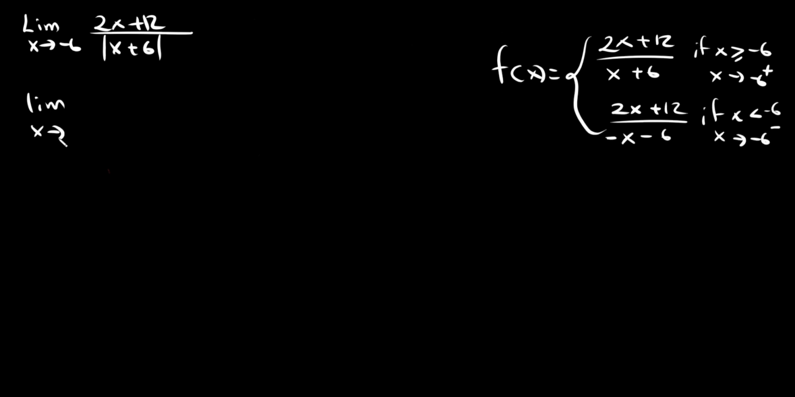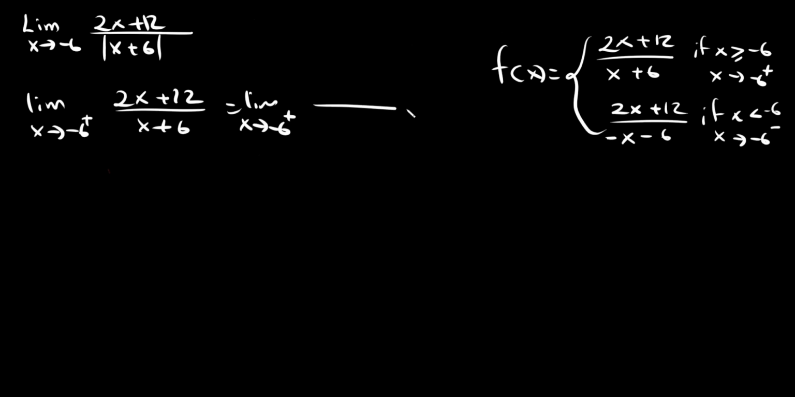So let's start. x approaching minus 6 from the right is going to give me 2x plus 12 over x plus 6. Let's factorize my numerator. I should get 2 times x plus 6 divided by x plus 6. Cancel out x plus 6, I get 2.